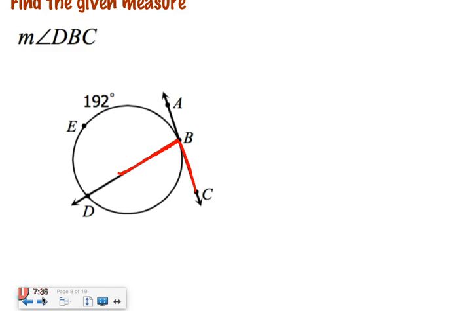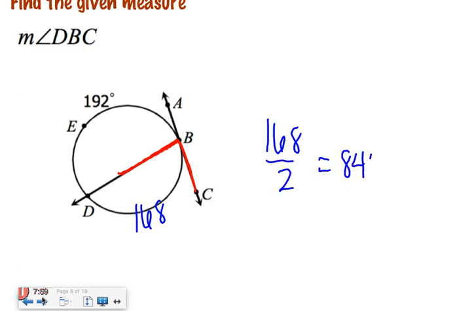So you could have done this two ways, right? You could have found this angle and subtracted from 180, or you could have found this missing arc. That's how I did it. So I took 360 minus 192, 168, and then divided that by 2. What did you guys get for an answer? 84. Anyone not get it?